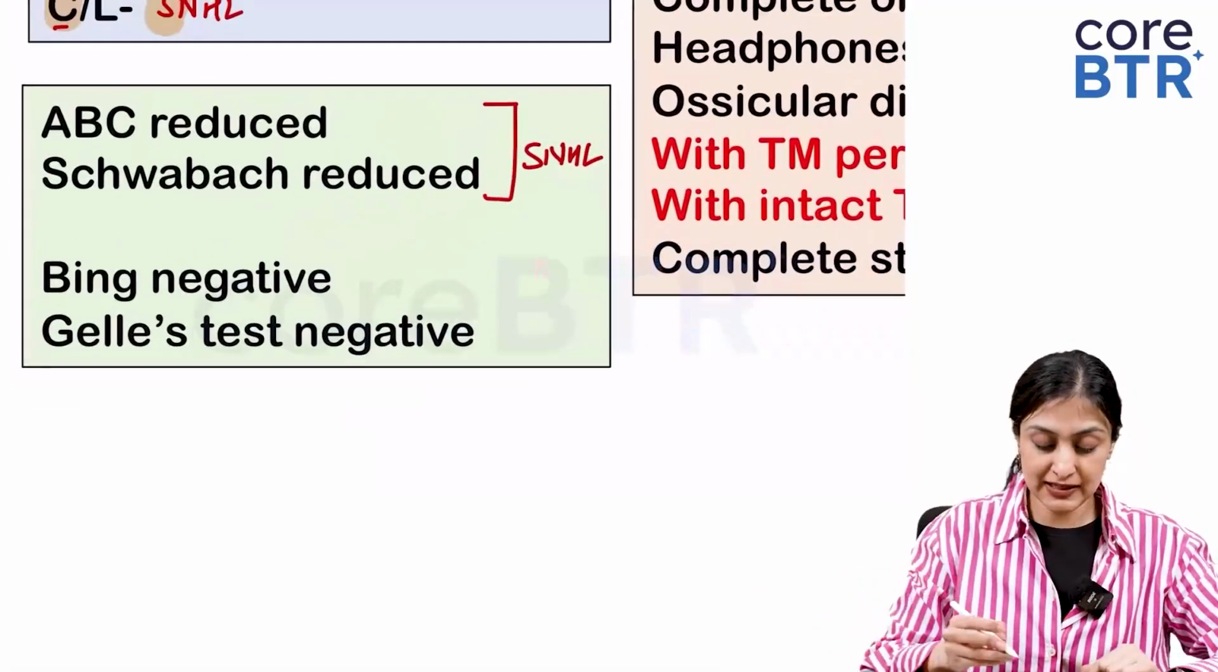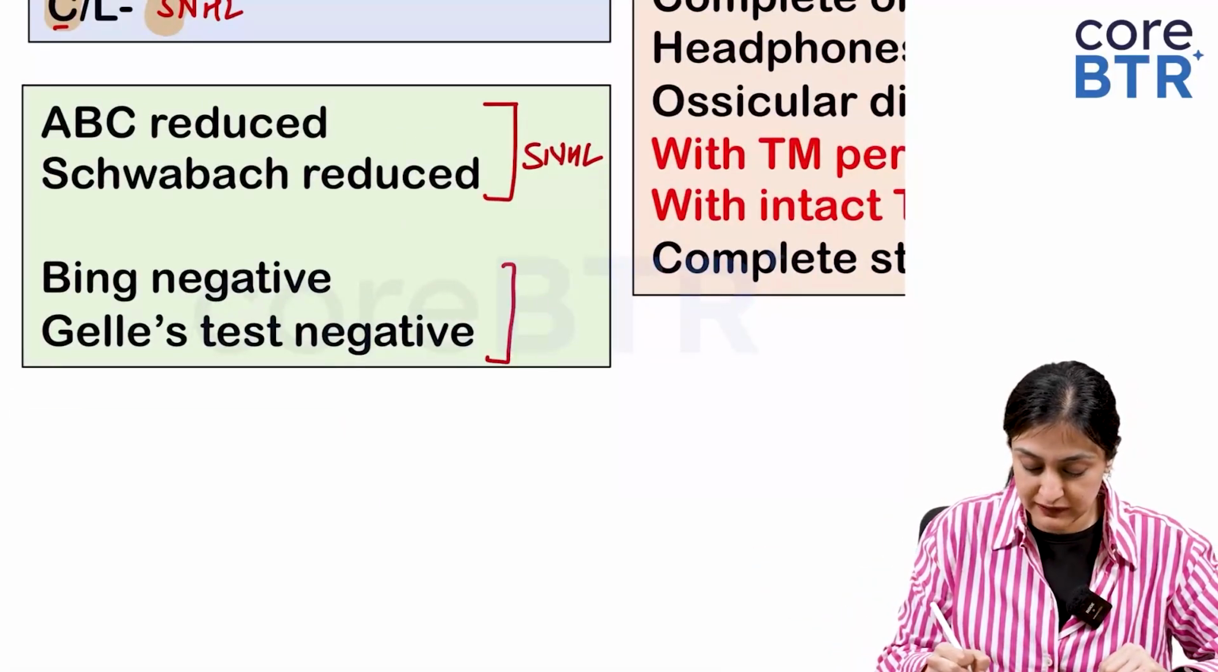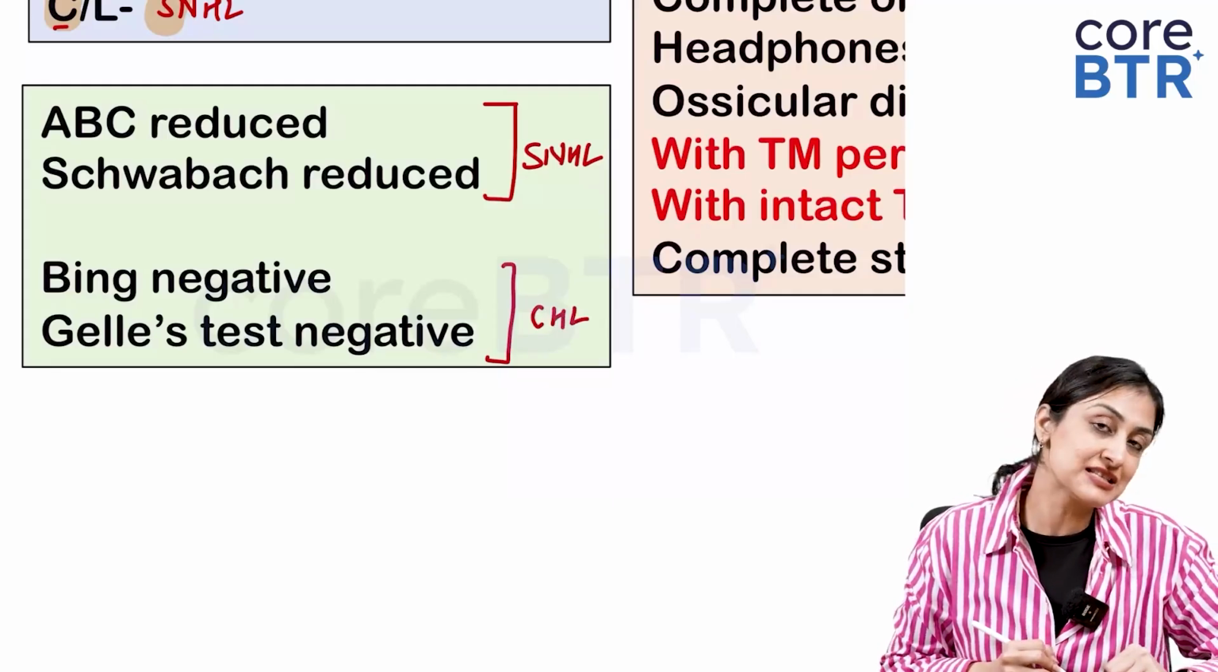On similar lines, there are two tests which are for conductive hearing loss. So Bing test is negative. What am I doing in Bing test? I am opening the external auditory canal, right? Basically, I am blocking the external auditory canal and blocking air conduction, opening it again. Do you think in conductive hearing loss it matters whether you close it or open? They are not going to hear either way. So that's Bing test. There is no difference.